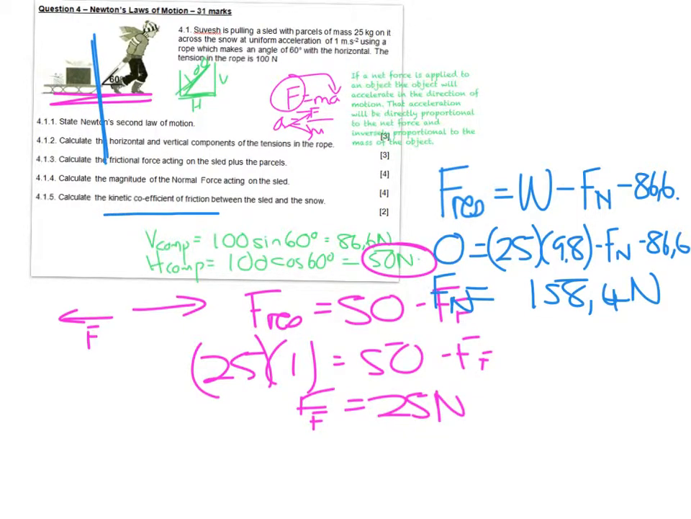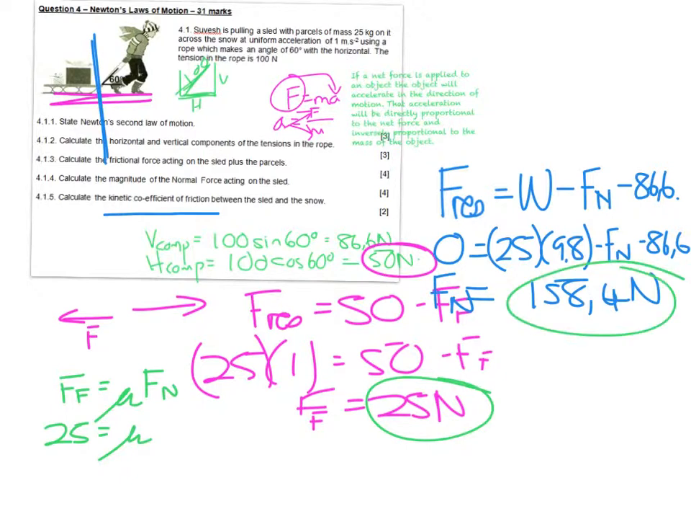The next thing that we need to do is calculate the kinetic coefficient of friction between the sled and the snow. So we're going to say force friction is equal to mu times force normal, 25 is equal to mu times 158,4, and therefore mu turns out to be equal to 0,16, and it doesn't have a unit.